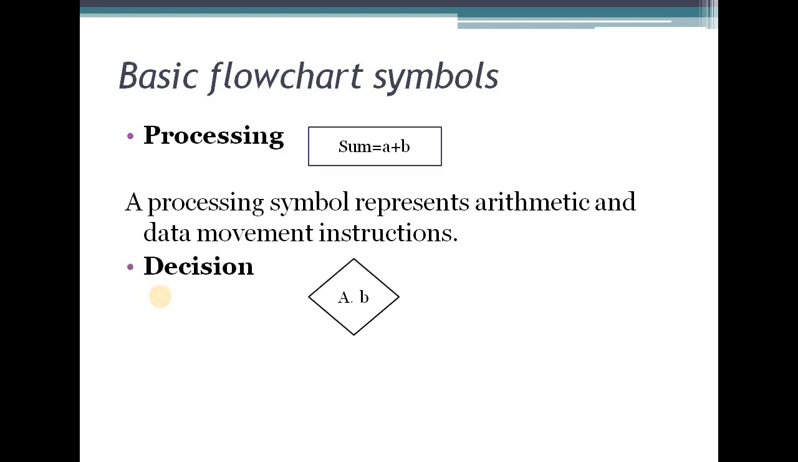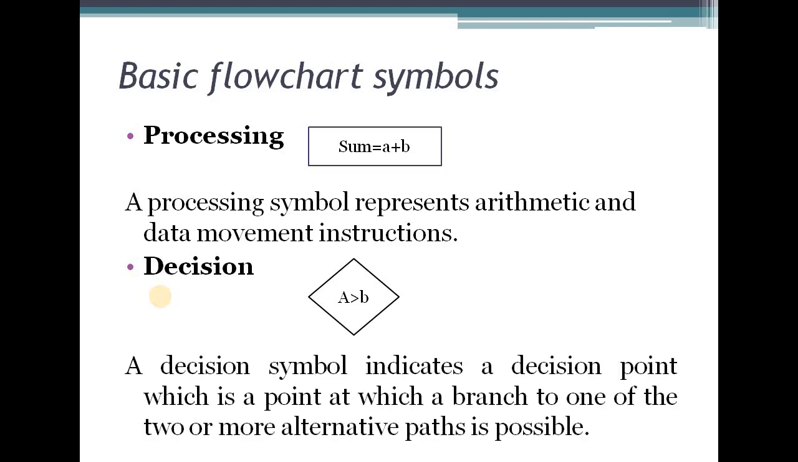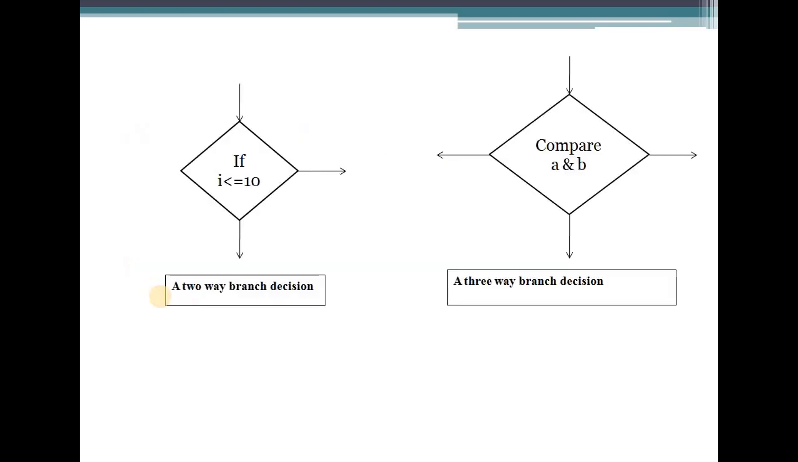The next symbol used is a decision box or the kite symbol. So we are going to use this symbol for conditions for if, else and looping statements. So you can see the example over here. Condition: A is greater than B. A decision symbol indicates a decision point, which is a point at which a branch to one of two or more alternative paths is possible. Now there are three types of decision box. The first is known as the two-way branch decision. So you can see the decision condition will be checked over here.